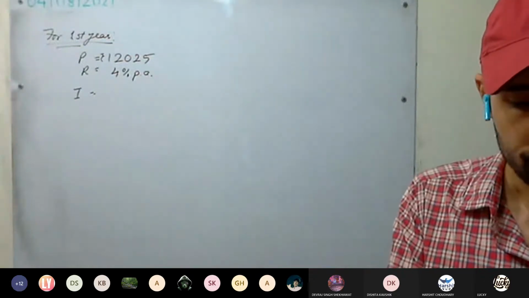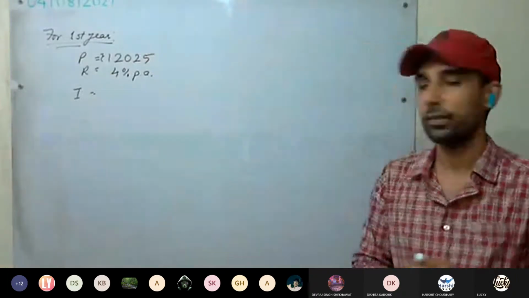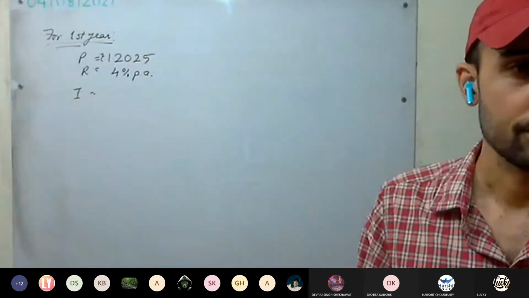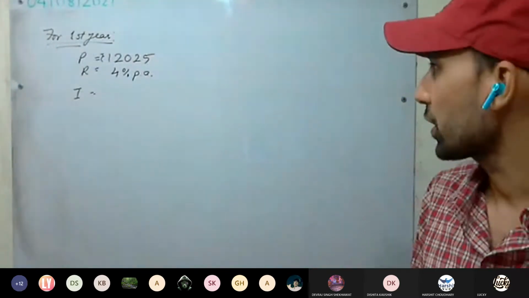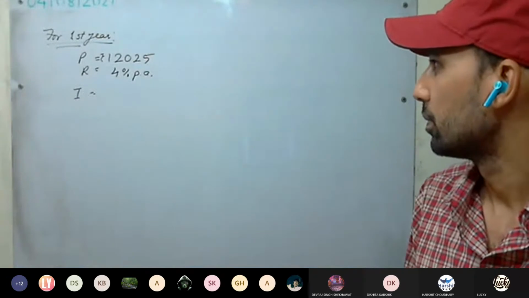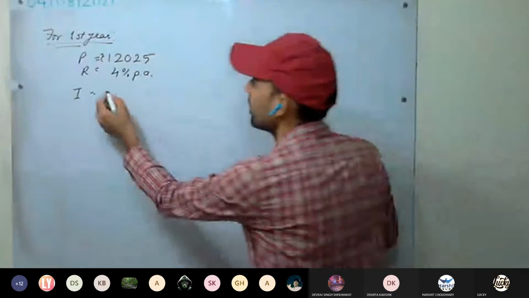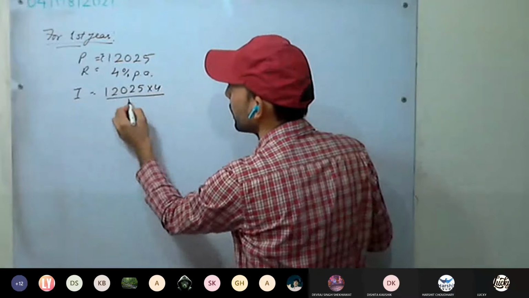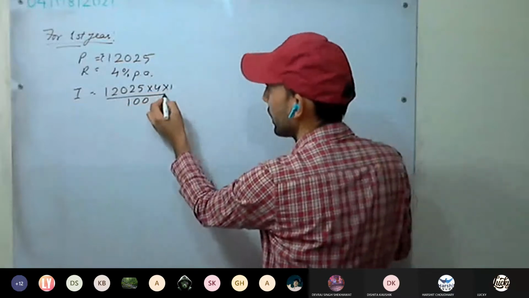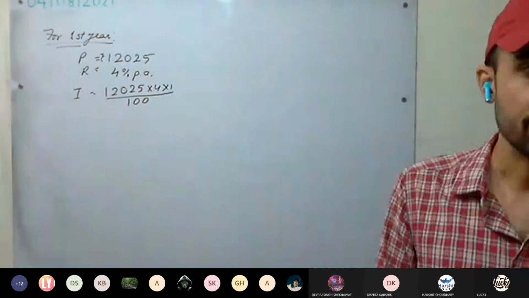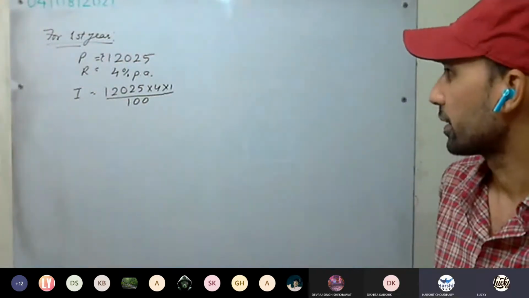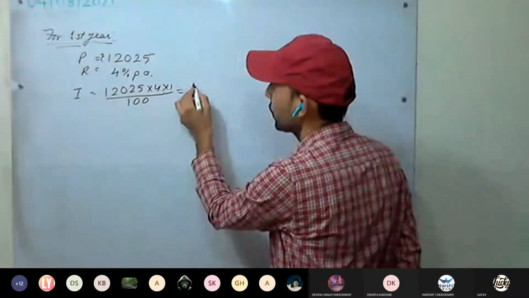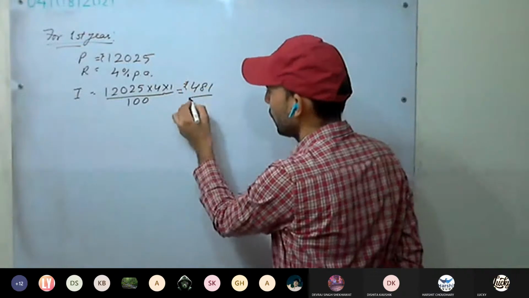12025. How much have you got the interest, everyone? Calculate it. How much are you getting? Interest for the first year is 12025 into 4 divided by 100, time is 1. Okay. How much? 281 or 481? 481. So interest for the first year is rupees 481.